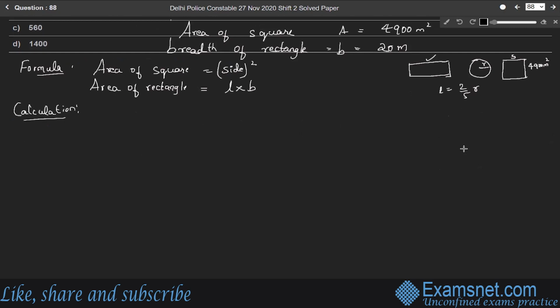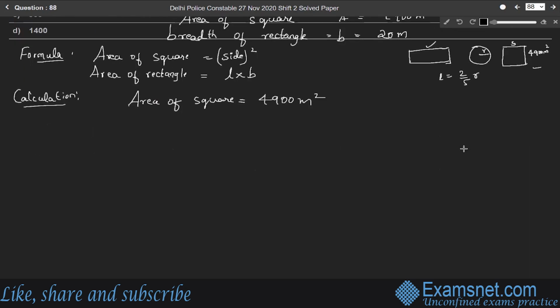So we know the area of the square, right? The area of the square is equal to 4,900 meters square, which is given. Therefore, its side is equal to the square root of 4,900, which is 70 meters. So what is the side of the square?